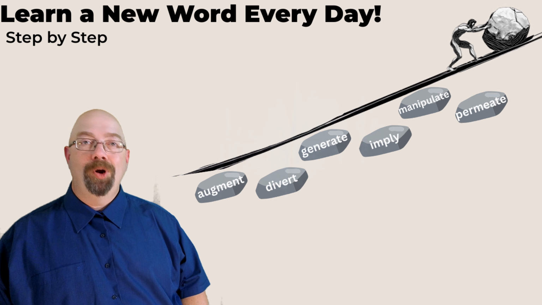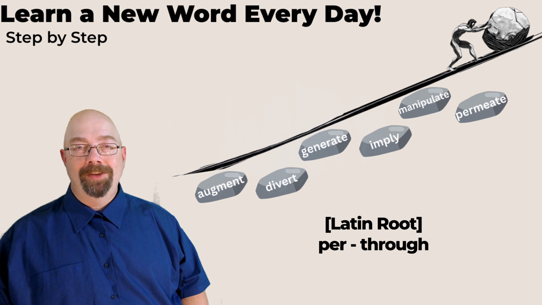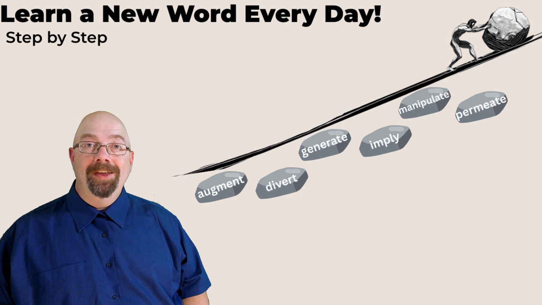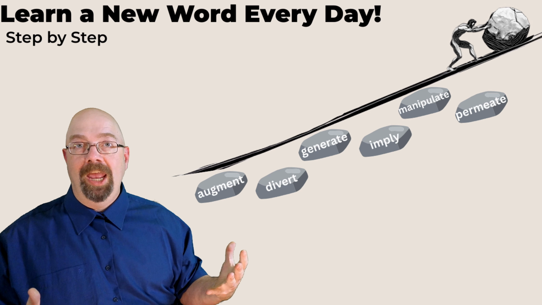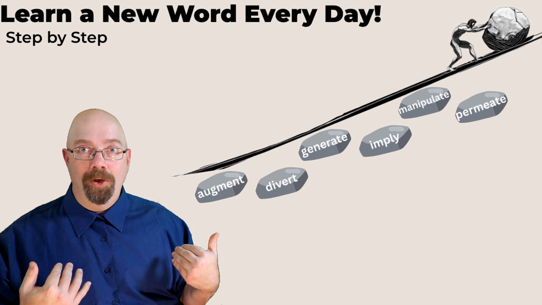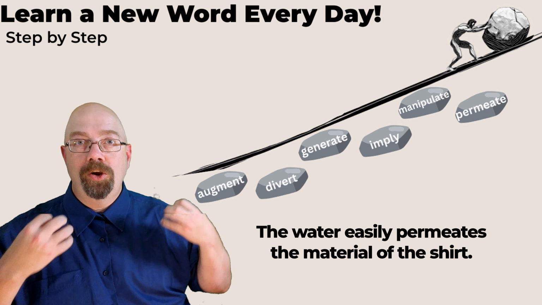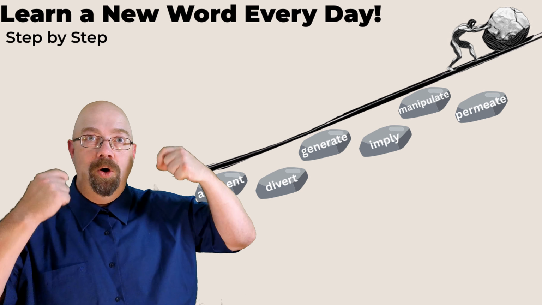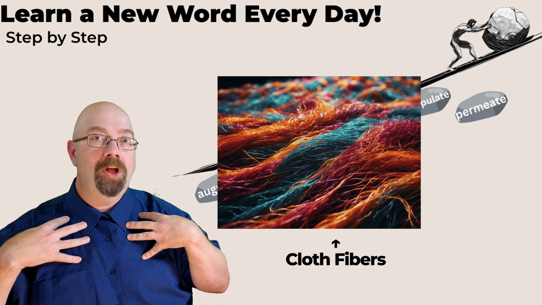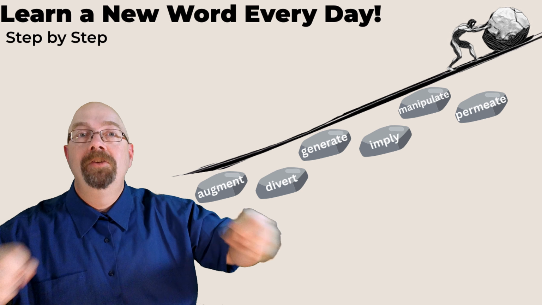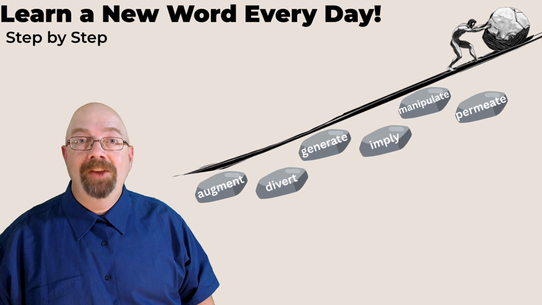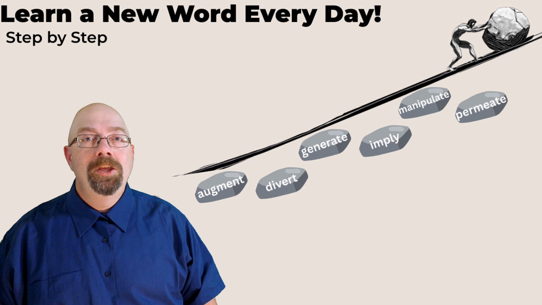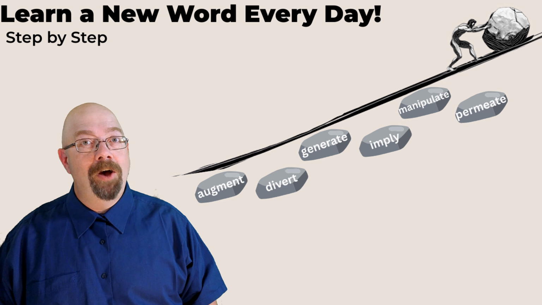Let's break down the word permeate. Per is a Latin prefix which means through. Miere is a Latin root that means to pass. So literally, permeate means pass through. And indeed, that's what permeate means. If the rain falls onto this shirt, the water will permeate the shirt. The water will go into the fibers of the cloth and it will spread out, spread throughout. So that's what permeate means. It's a verb, and permeation is a noun. You will hear the word permeate fairly often.